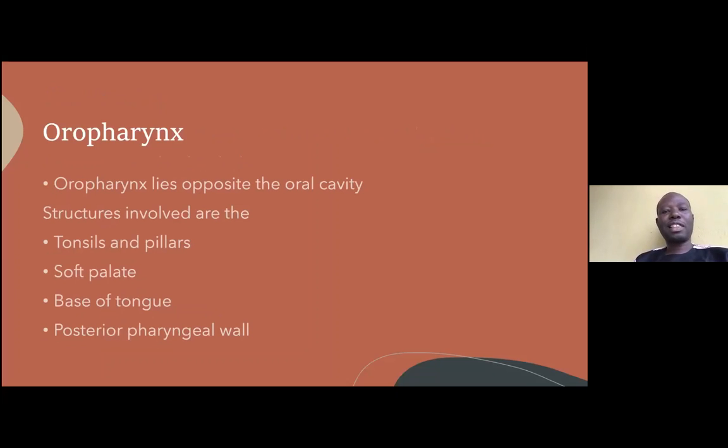The oropharynx lies opposite the oral cavity. So the structures involved are the tonsils and the pillars, the soft palate. The hard palate is the oral cavity. The oropharynx is the soft palate. The base of tongue, as I said, and then the posterior pharyngeal wall, to examine it for change in color, redness. There could be a bulge in the posterior pharyngeal wall. There could be abscess, cellulitis. There could be deep neck space infection.